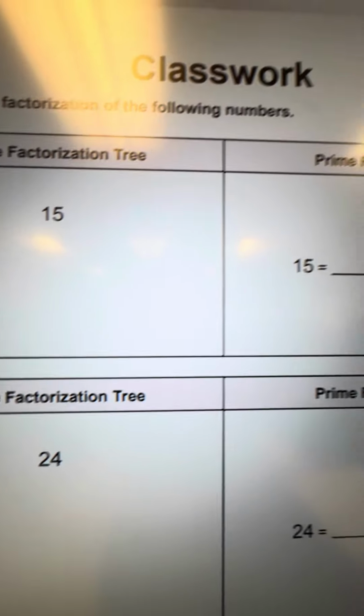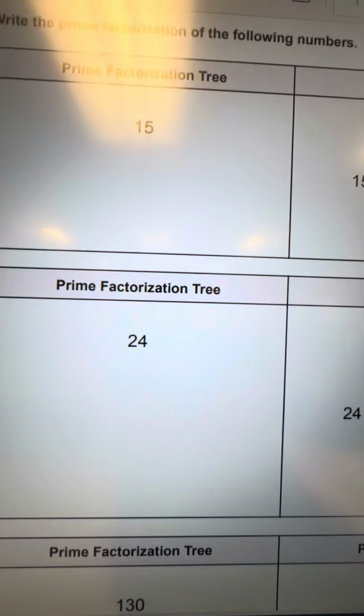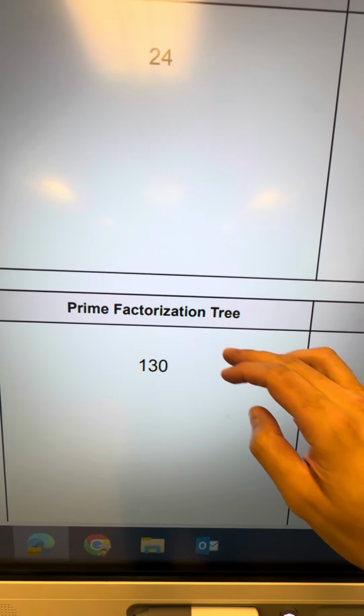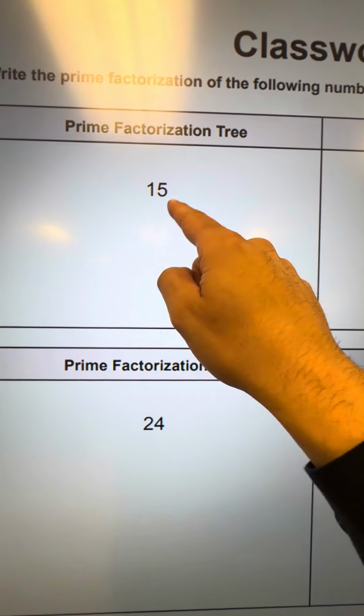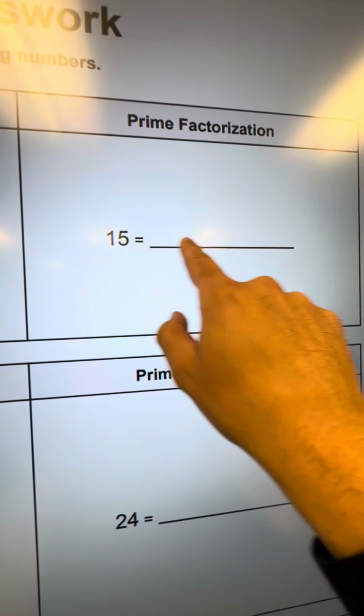And then here's your worksheet for today. So I want you to try these three problems, 15, 24, and 130. You're going to do the prime factorization tree here, and then your final answer, you're going to put it over here.